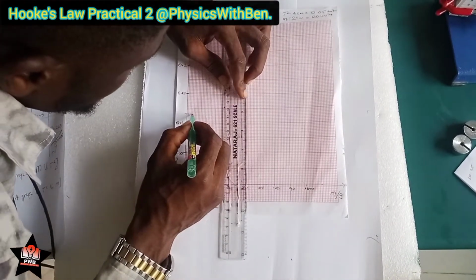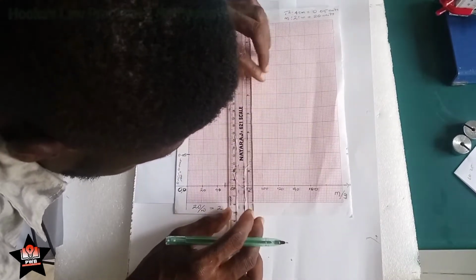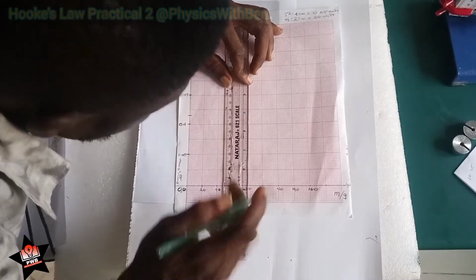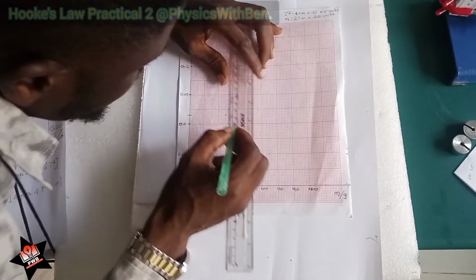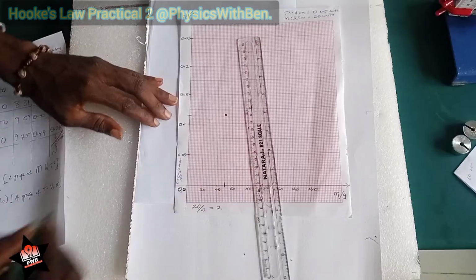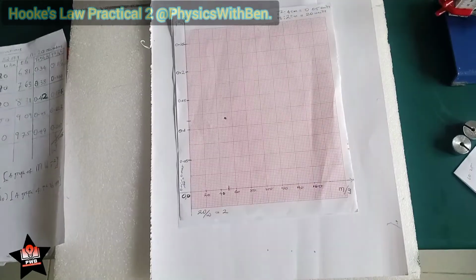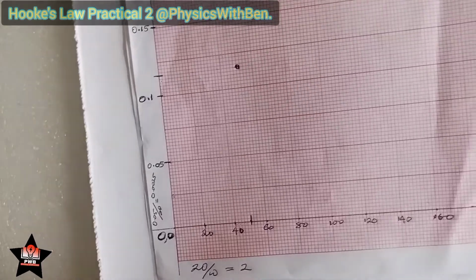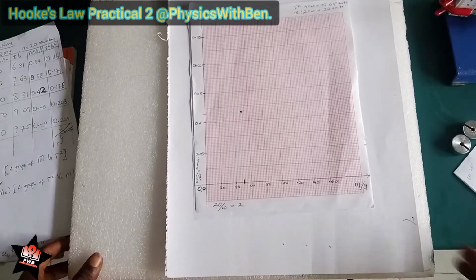So you trace this point like this. This is where they intersect at this point here. So we are done plotting the first point. Let's plot the second point.